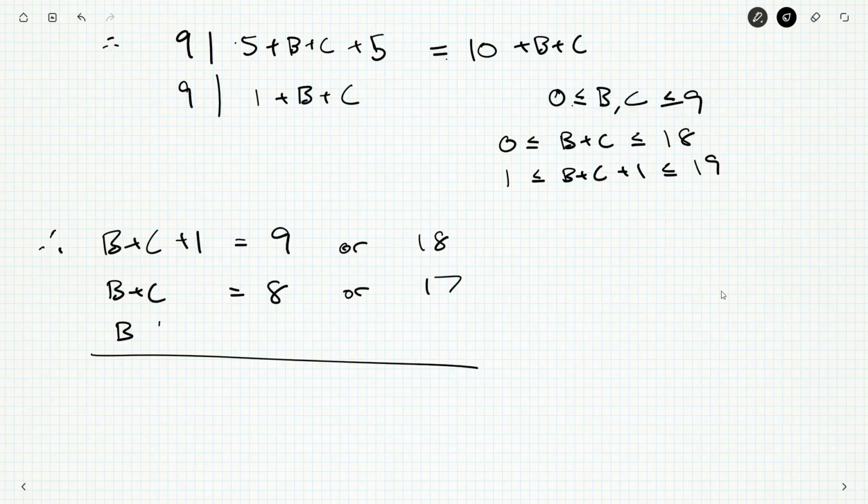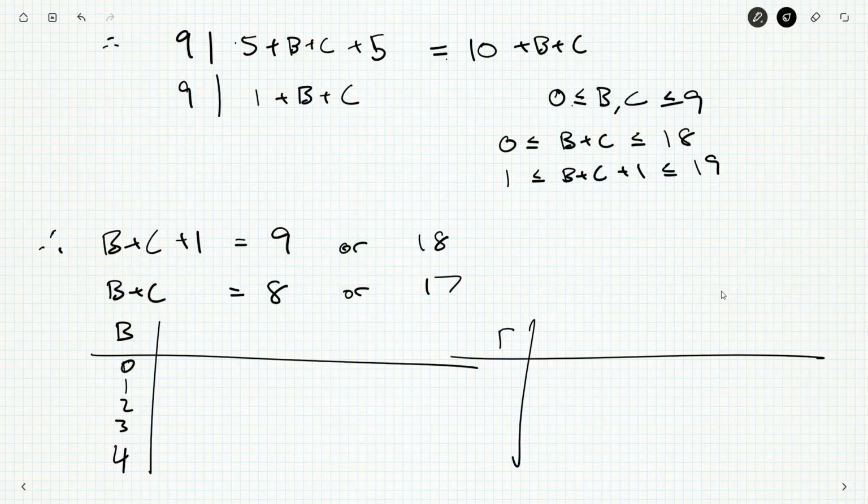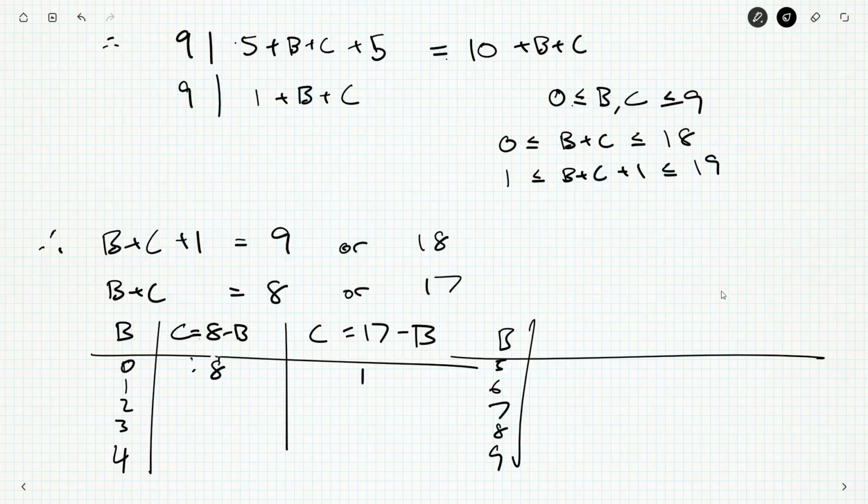So B could be 0, 1, 2, 3, 4. Finish our chart over here. 5, 6, 7, 8, 9. C could be what? Well, if I wanted 8, C could be 8. Let's make it a little more obvious what we're doing here. Got to make the chart readable, otherwise we might not get marks. So C being 8 minus B, or C being 17 minus B.